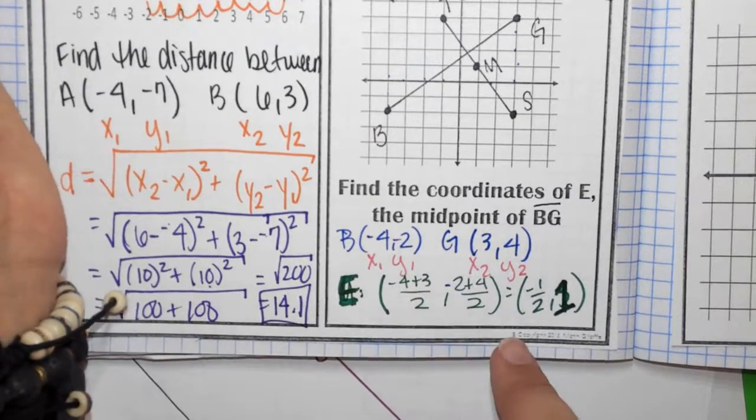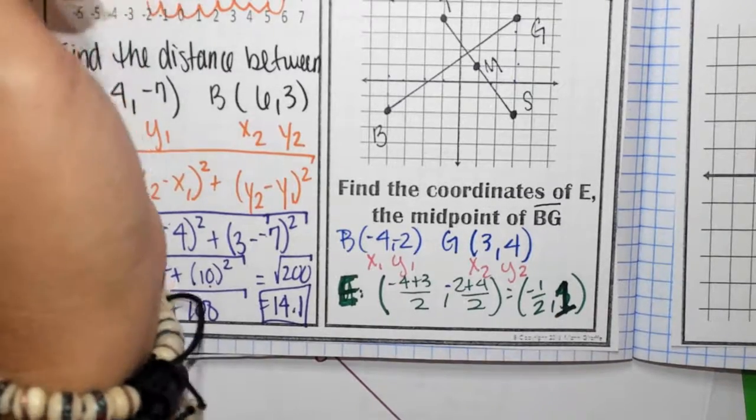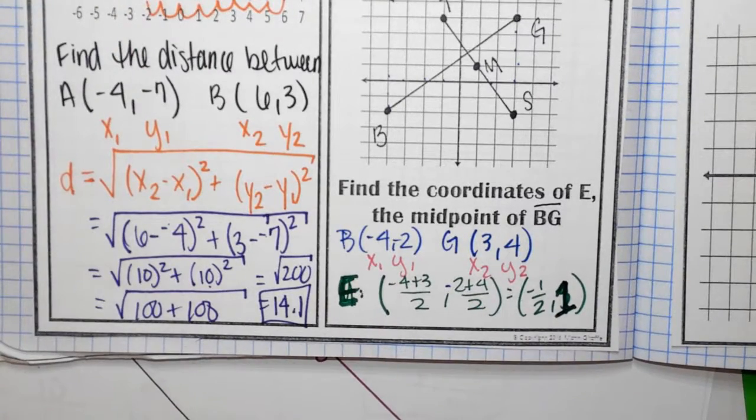For your x, it's negative 4 plus 3. So negative 4 plus 3 puts us at negative 1. No, it's not a distance formula. We're adding this time.